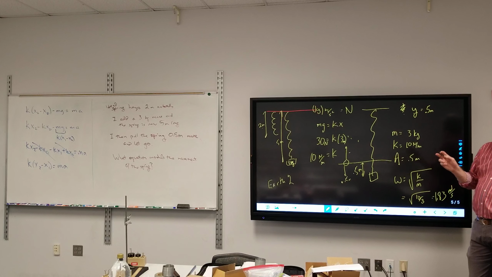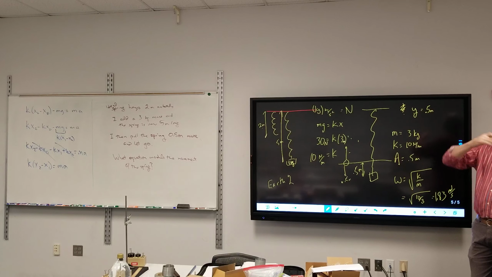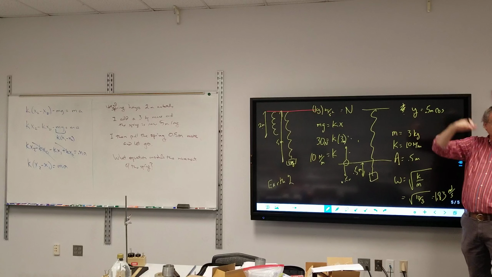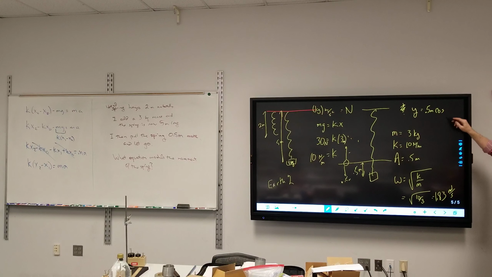Why should we use cosine? It's starting at the trough, or starting at an extreme. So 0.5 cosine, because cosine curves start at the extreme, sine starts at 0. Cosine of 1.83 radians per second times time, that's a t. And that is the equation that models the movement.